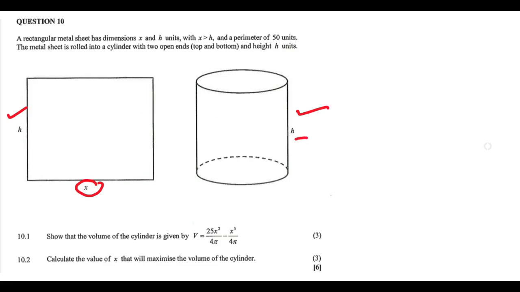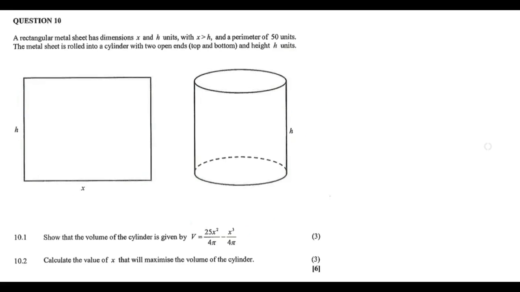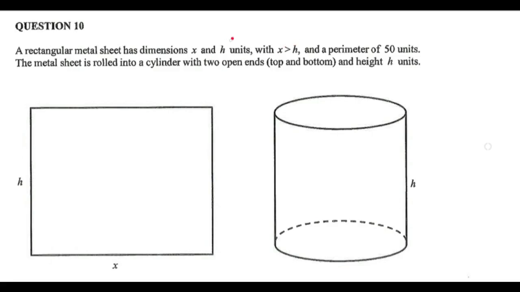Now the first question says, show that the volume of the cylinder is given by V is equal to 25x squared over 4 pi minus x cubed over 4 pi. So we need to prove this one. I'll show you how to solve this question. Now to solve this question, we need to formulate perimeter and circumference equations. So the perimeter is 50 units, and must remember x must be greater than h.